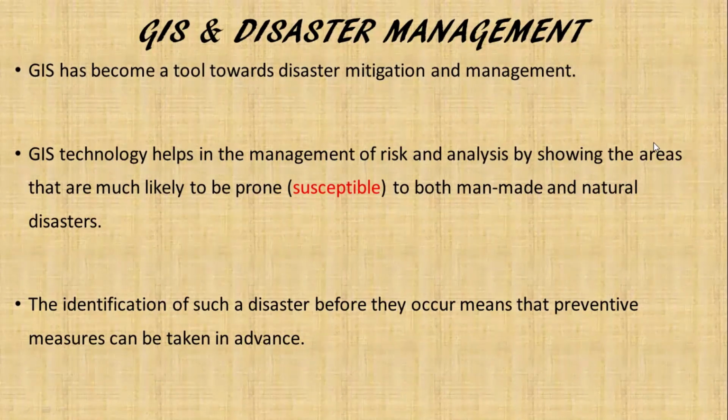Through GIS technology, first of all, when we want to manage or mitigate any problem, it is very important that we know the place where we want to plan, where we want to manage, where we want to mitigate. So GIS technology helps in the management of risk and analysis by showing the areas which are more prone to these disasters. If we don't know the areas which are susceptible to disaster, then how will we take the necessary action? How will we take the necessary steps? Through GIS technology, we will be able to chalk out the areas which are susceptible to specific disasters. When such susceptible areas can be chalked out, then we can take preventive measures well in advance.